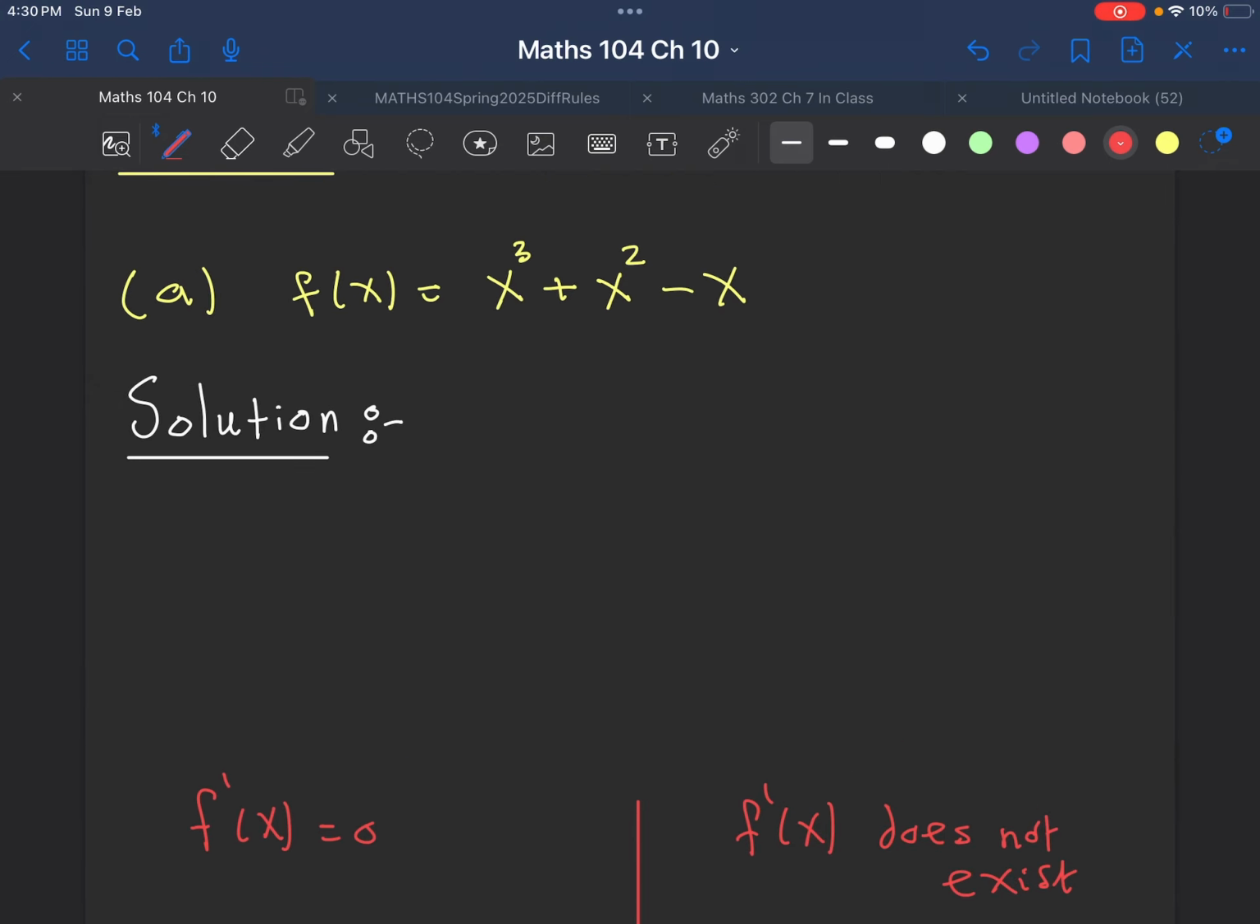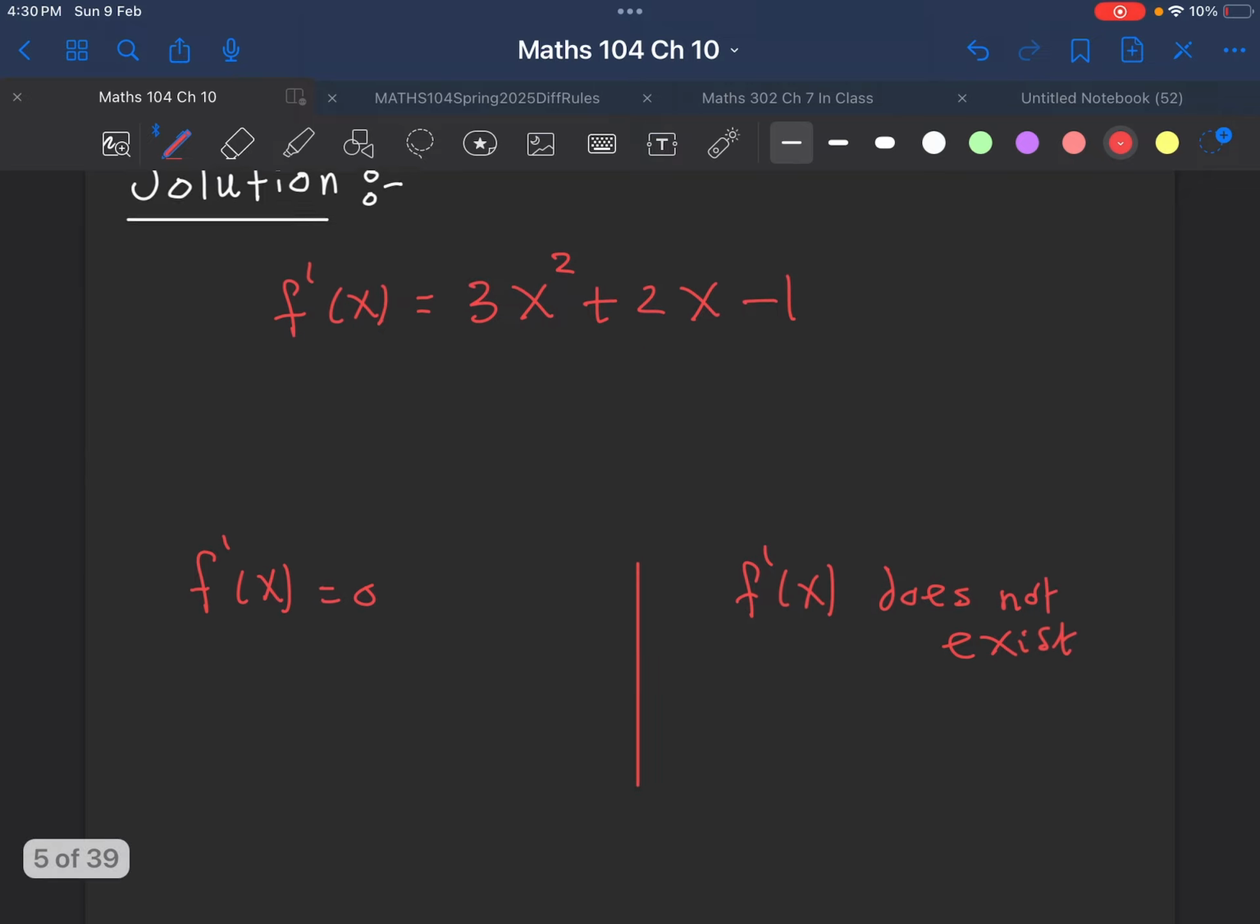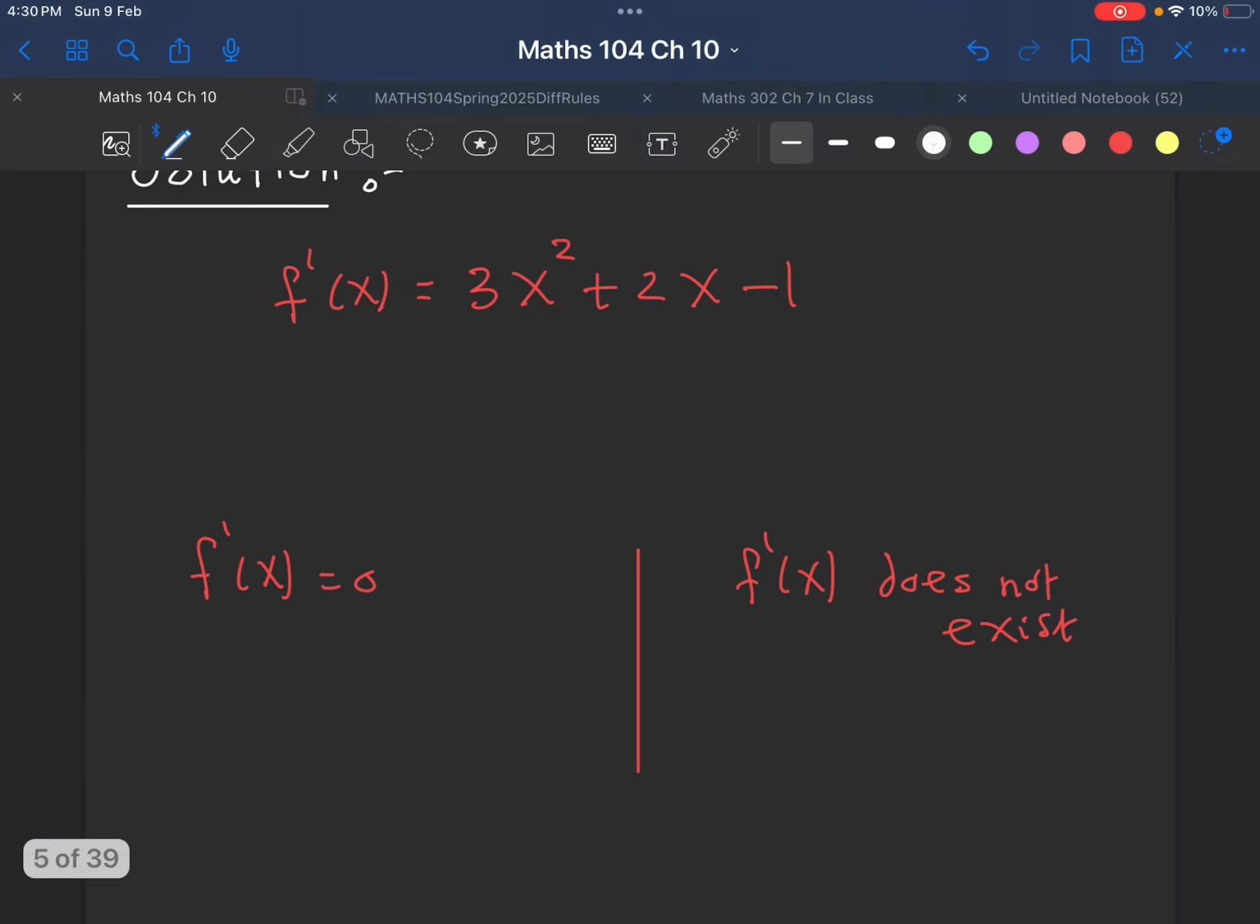Now, in order to solve this question, the first step is to find the derivative, and then we will see what we can do with it. In this example, it will be 3x squared plus 2x minus 1. Now, the first case, where the derivative does not exist, is not happening, and the reason is we don't have a denominator.